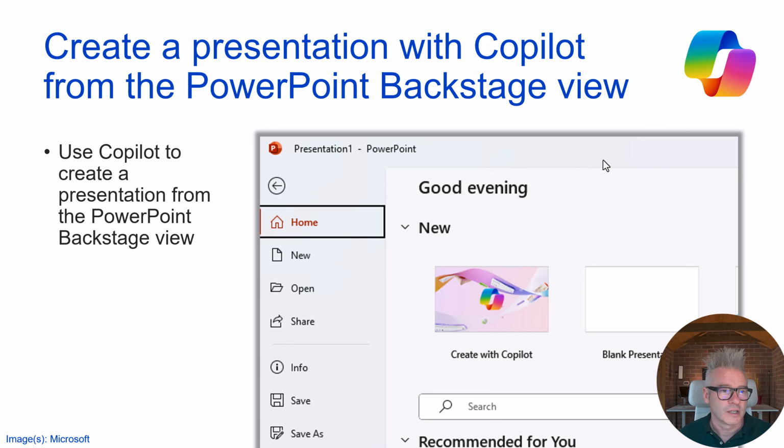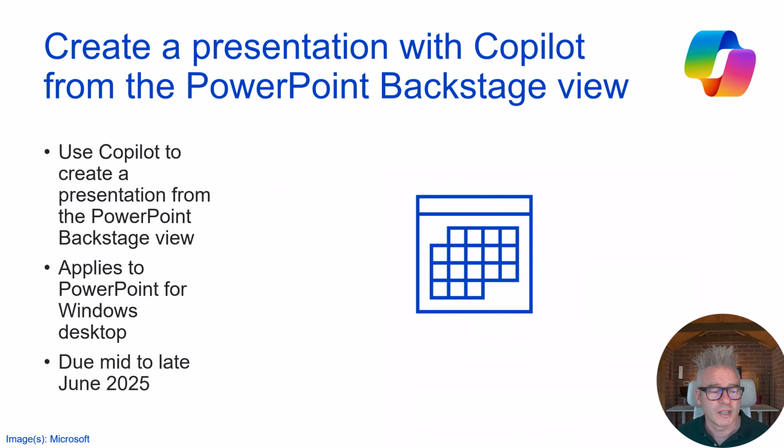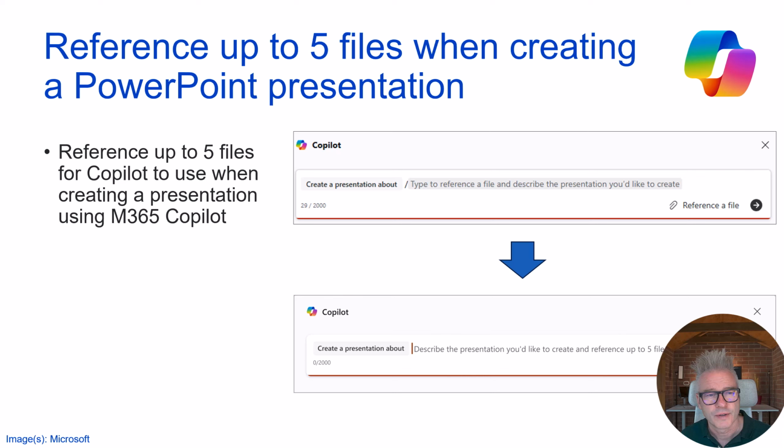And now we've got create a presentation with Copilot from the PowerPoint backstage view. This is just a quick quality of life change. So we've gone into PowerPoint, and look at this, straight away, create with Copilot. It just saves us having to go into PowerPoint and then either over on the right or in the draft box at the top. Just a couple of clicks quicker, right? So due mid to late June, just a nice little change.